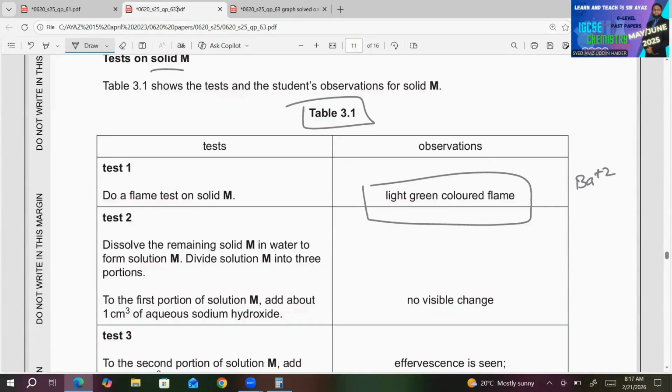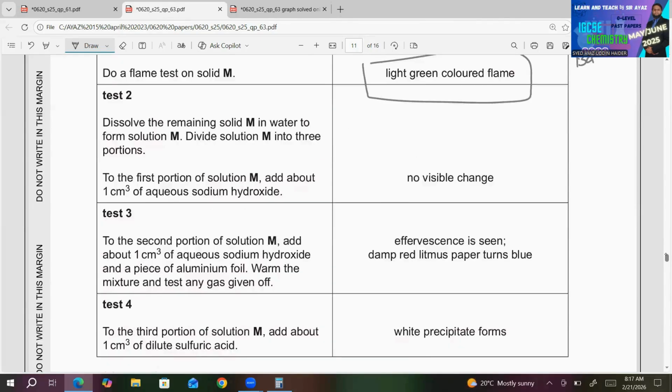Test 2. Dissolve the remaining solid M in water to form solution M. Divide solution M into 3 portions. To the first portion of solution M, add about 1 centimeter cube of aqueous sodium hydroxide. No visible change. Okay. Test 3. To the second portion of solution M, add about 1 centimeter cube of aqueous sodium hydroxide and a piece of aluminum foil. Warm the mixture and test any gas given off. Effervescence is seen. Damp red litmus paper turns blue.